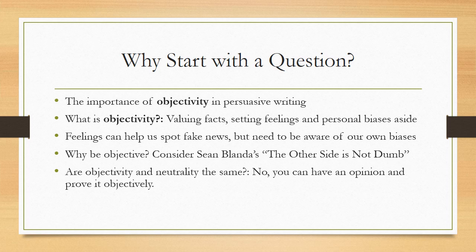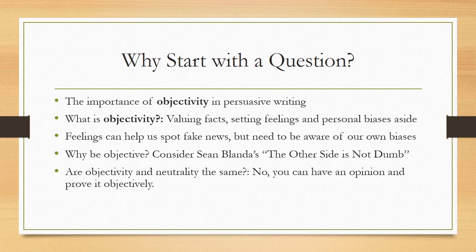And are objectivity and neutrality the same? No. You can have an opinion and prove it objectively. In persuasive writing, you can't be neutral. You have to take a stance. That's the very first thing I said on the task for the assignment. But you've got to do it in an objective way, because that's what will be convincing to your readers. Readers can smell bias a mile away, and they'll dismiss that article unless they want to read stuff they already agree with. But you're trying to persuade people. You're trying to persuade people's minds. So you're not writing to the people who already agree with you.